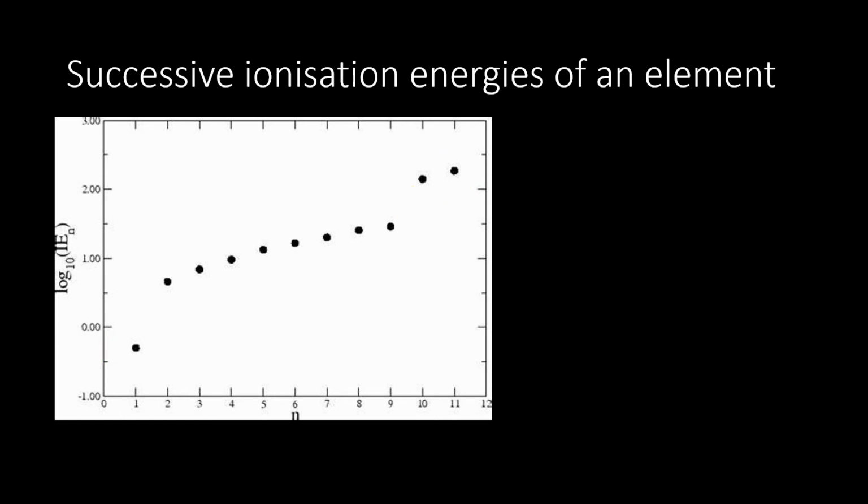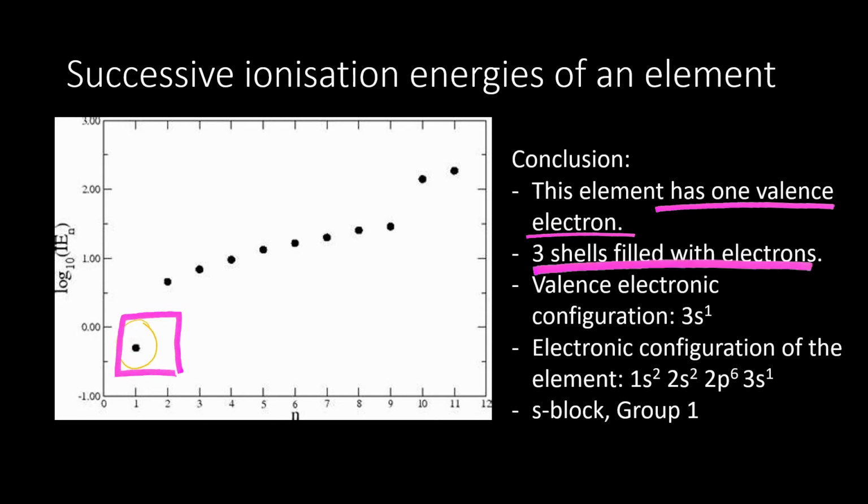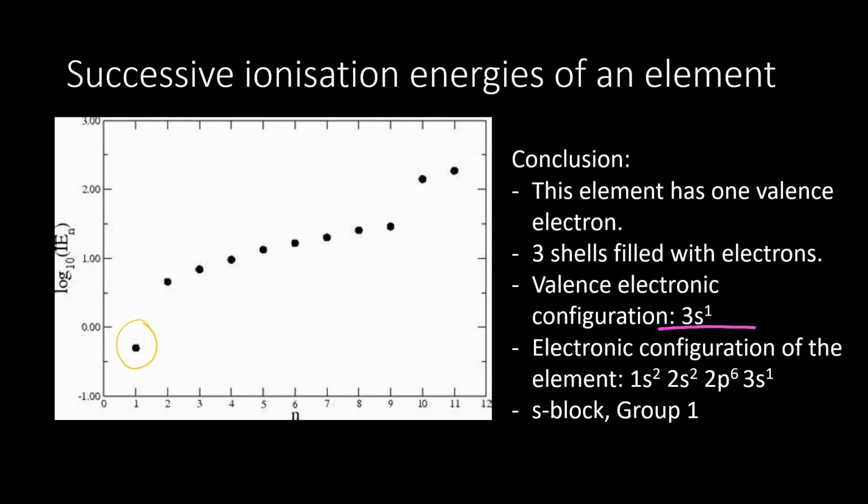From all the deductions that we make, now we can come to the conclusions. The first conclusion is that this element consists of 1 valence electron, and there are 3 shells filled with electrons. Therefore, the valence electronic configuration for this element is 3s1, and the electronic configuration of the element is 1s2, 2s2, 2p6, 3s1, and this element is an s block element and a group 1 element.